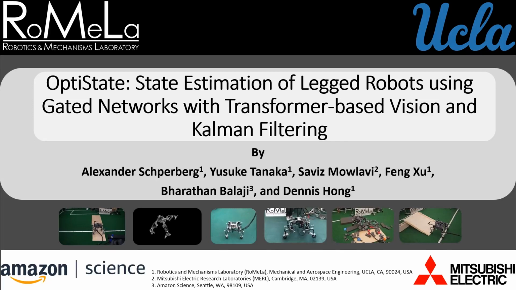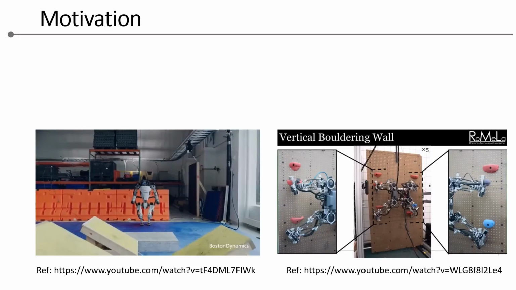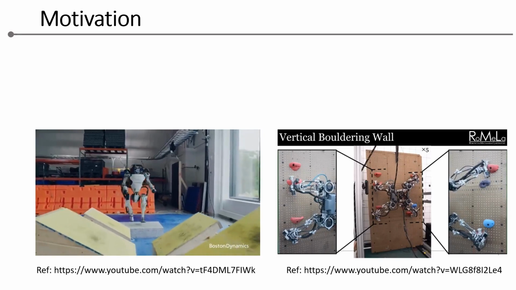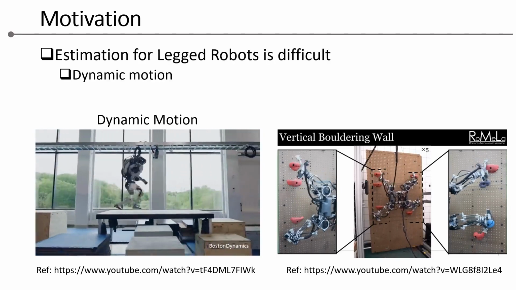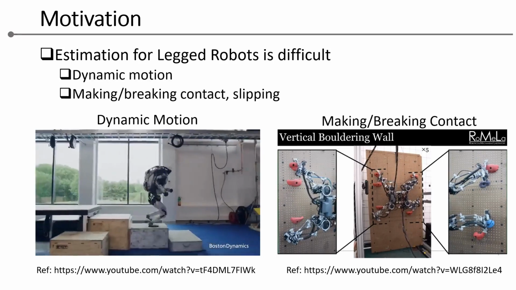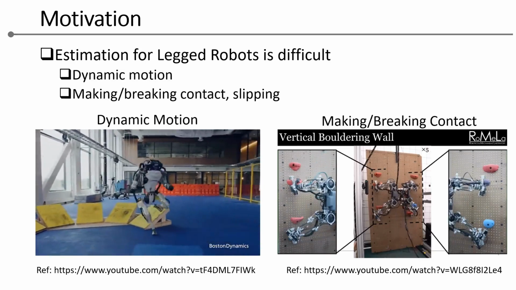We present OptiState, state estimation of legged robots using gated networks with transformer-based vision and Kalman filtering. State estimation for legged robots is difficult because dynamic motion produced by footsteps can cause motion blur, making vision data less reliable. And due to constantly making and breaking contact, along with slipping, kinematic information can be error-prone as well.